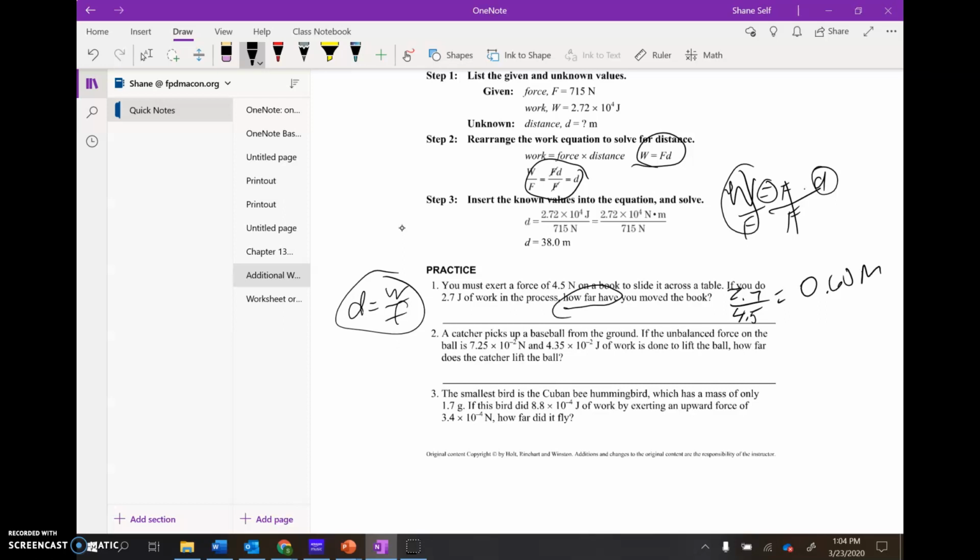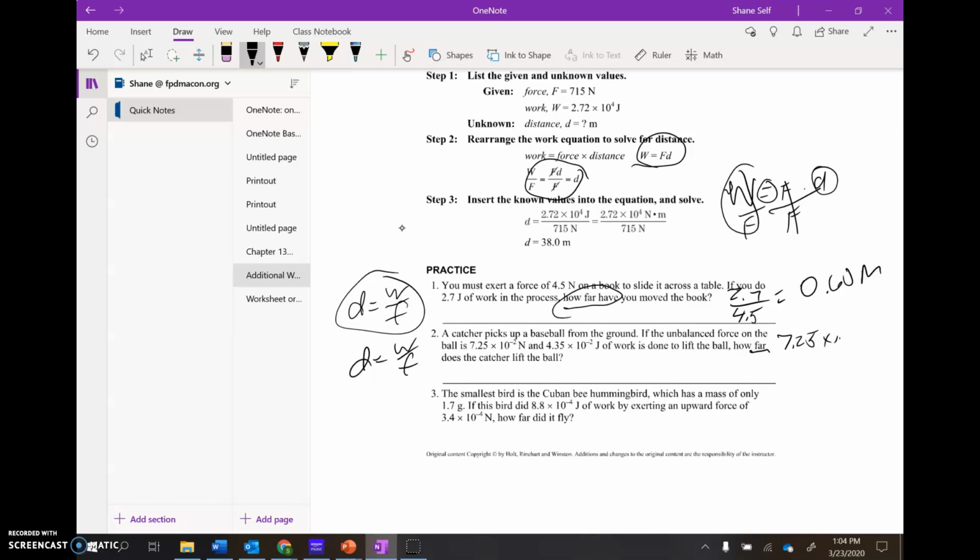Number two, same thing. A catcher picks up a baseball from the ground. The unbalanced force from the ball is 7.25 times 10 to the negative second newtons, and 4.35 times 10 to the negative second joules of work is done. How far does the catcher lift the ball? How far? Distance. That's what they want right there. Same formula. Distance is equal to work divided by force. Yes, it's a lot of numbers, but it's okay.